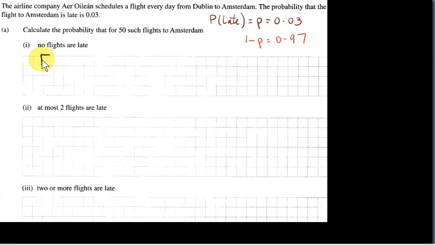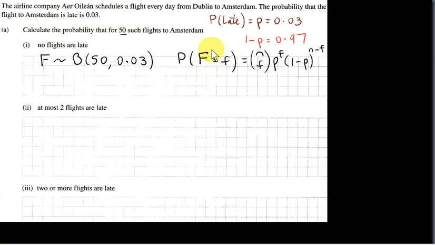So I will let the capital letter F stand for the random variable which takes on the number of flights that are late out of 50 flights. We know from a previous video that this is a binomial random variable with parameters n and p, where n in this case is 50, and p, the probability of a flight being late, is 0.03. The probability that the random variable F takes on a particular value, little f, is given by nCf p to the f times (1 minus p) to the n minus f.